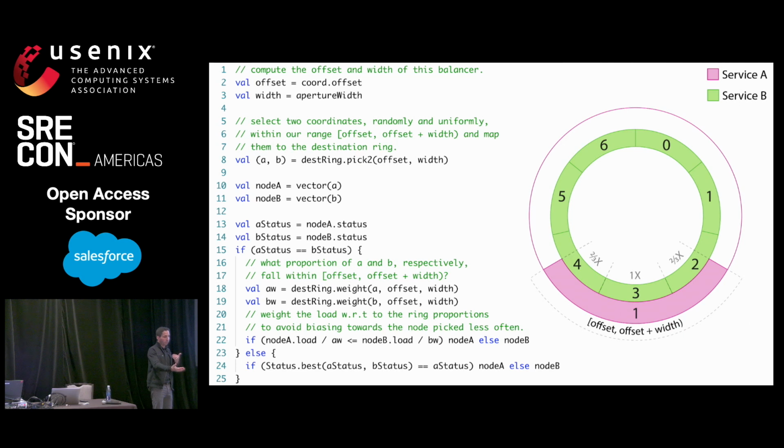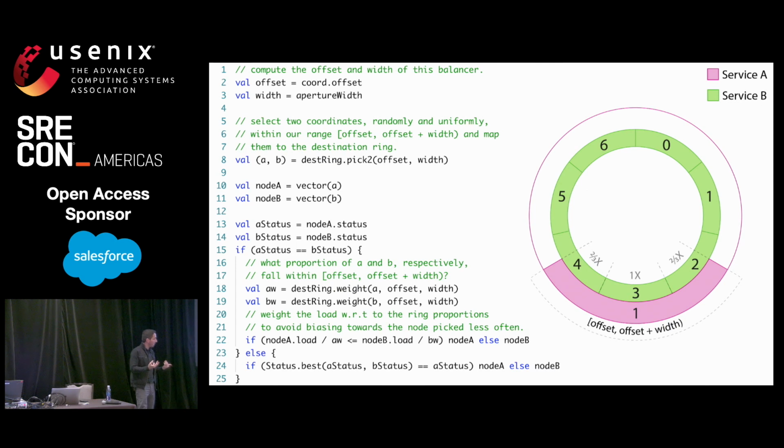Status sort of rolls up all of the circuit breakers within Finagle into one value that's comparable. And then on 18 and 19, we actually compute this weight for the respective A and B that we chose. And then we have to do this normalization of load on line 22.